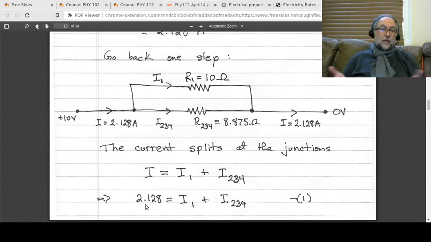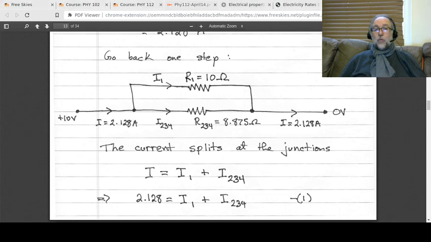Why? Well, because, like we've said numerous times now, the current just can't appear or disappear out of nowhere. So if it's splitting, whatever goes in has to equal what's coming out. So 2.128 amps are going in, and that's being split between I1 and I234. Great. We're actually not even going to use this equation. You could, but we're going to use it as a check. You'll see how that works out later. By the way, when I1 joins up with I234 on the other side, they have to add up to the original again, which is 2.128 amps.